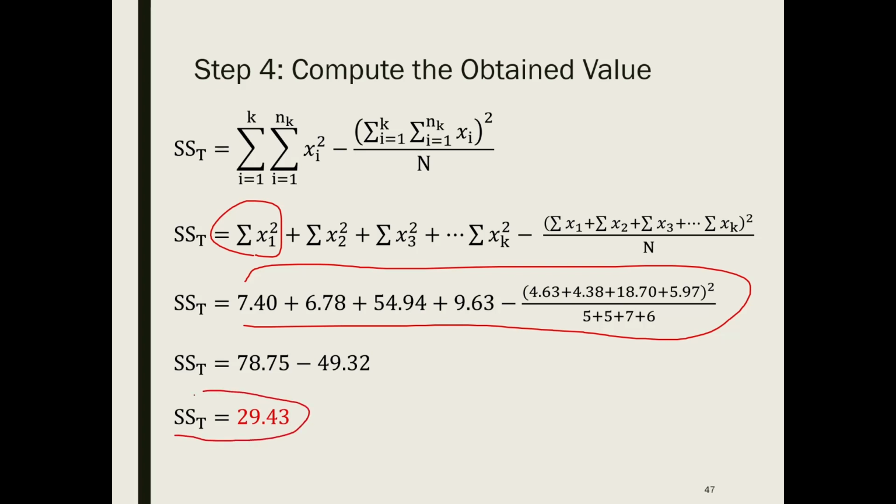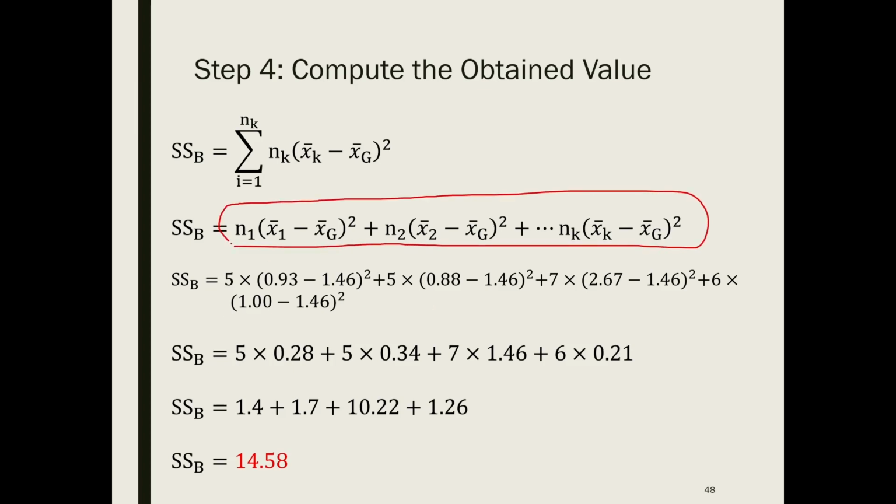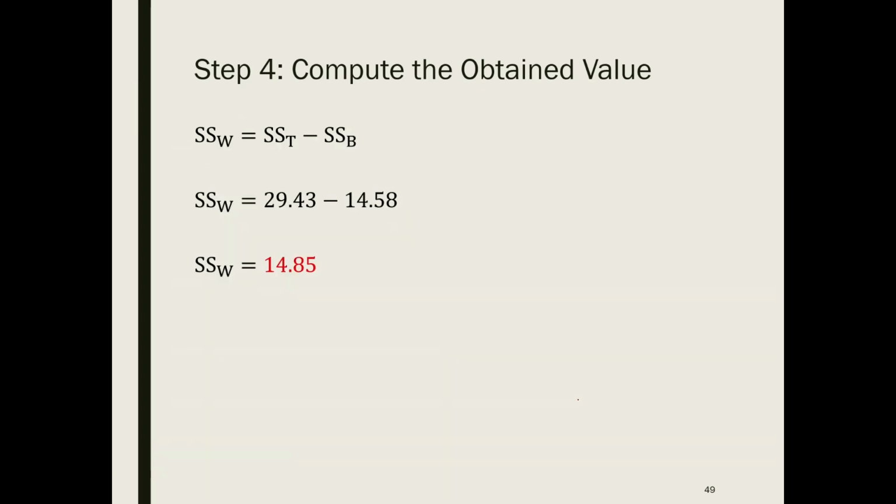You will have the SST as 29.43. And again, you mimic the one we did before, using the working sheet and carefully replacing those letters and formulas with your numbers, and carefully calculate. You will have the SSB as 14.58. And again, we can calculate SSW directly: we calculate SST minus the SSB in order to get the SSW, the within group variance. So we will have the SSW in this example as 14.85.